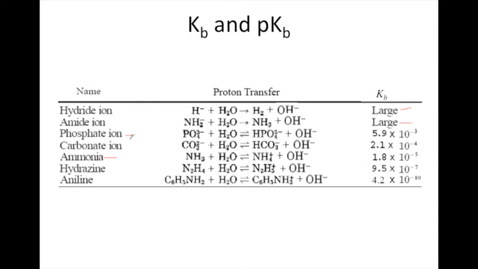Something like the phosphate ion, PO4 3-, would accept a proton from water, and you can see that the Kb value is much larger than that of, say, aniline. In other words, this process, the protonation of phosphate, occurs much more readily than the protonation of the aniline molecule, and we can see that based on their Kb values. So be sure you appreciate what information we can get from the numerical value of Kb.